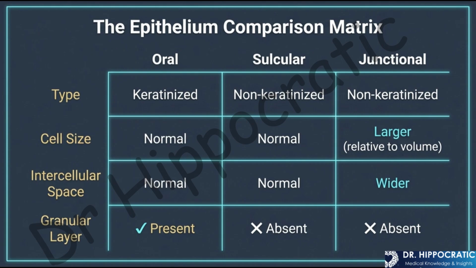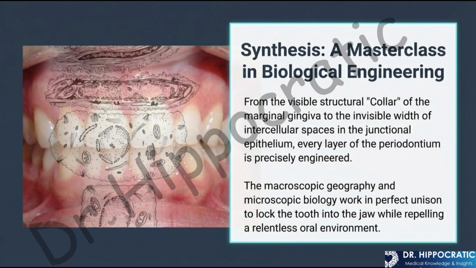Now coming to next slide. We reach the grand unification of the atlas here. Slide 12, the final slide. The title is Synthesis, a masterclass in biological engineering. The visual here is a composite overlay. It takes the macroscopic clinical photograph of the teeth and gums and precisely superimposes the microscopic line art schematics of the cellular layers directly over their corresponding geographic zones.